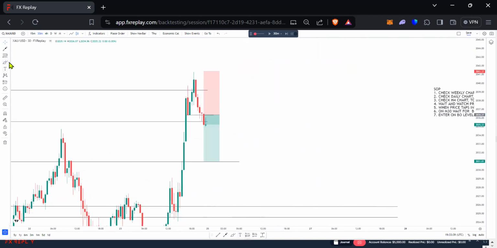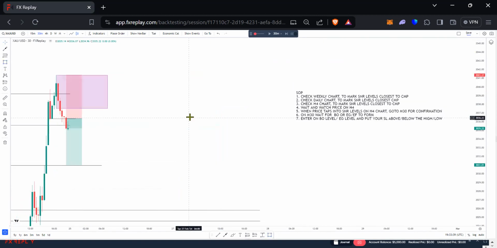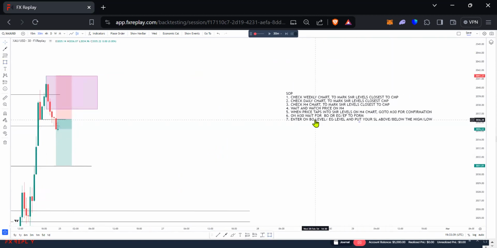I'm also going to mark. Sorry, guys, I should have made this clear. I'm also going to mark this M30 engulfing. Remember, our SOP says right here, enter on breakout level or EG levels, right? And our number 6 is on M30, you wait for a breakout or an EG to form.